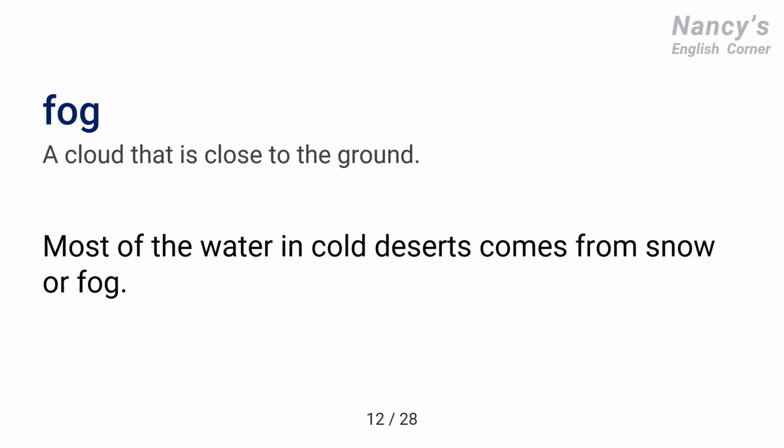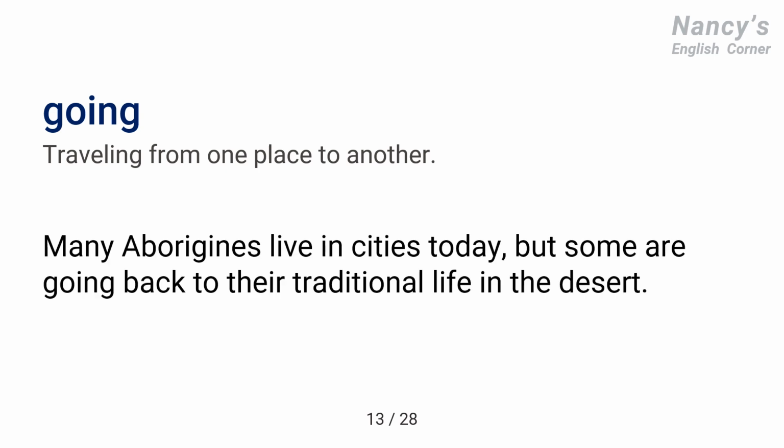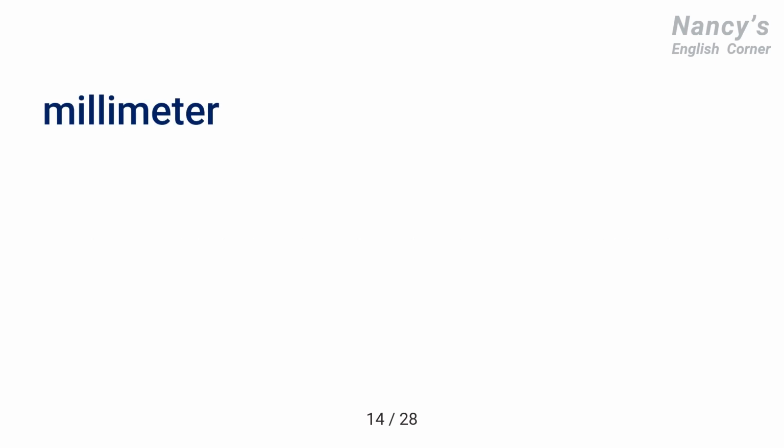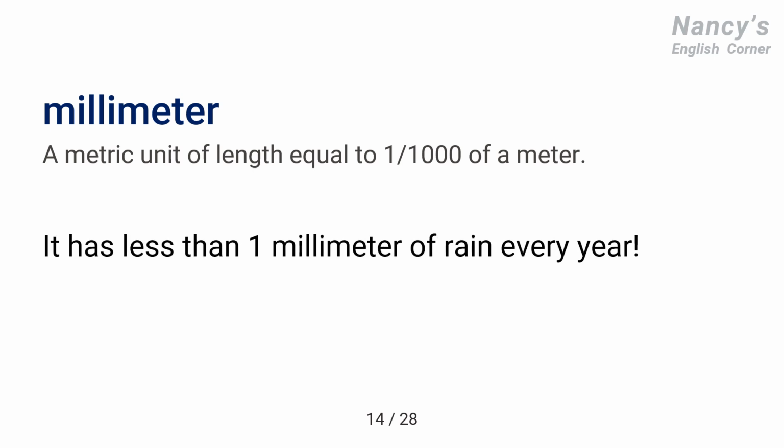Fog. A cloud that is close to the ground. Most of the water in cold deserts comes from snow or fog. Going. Traveling from one place to another. Many Aborigines live in cities today, but some are going back to their traditional life in the desert. Millimeter. A metric unit of length equal to 1/1000 of a meter. It has less than 1 millimeter of rain every year.